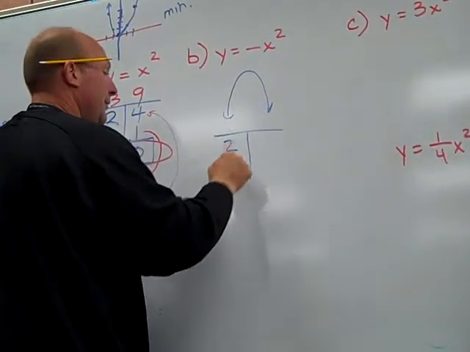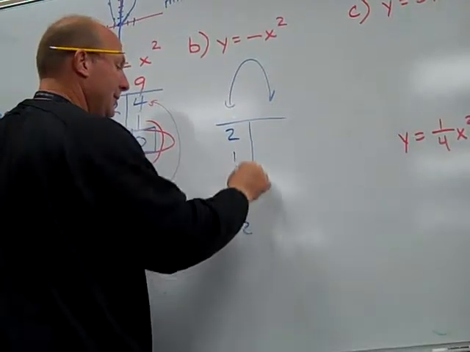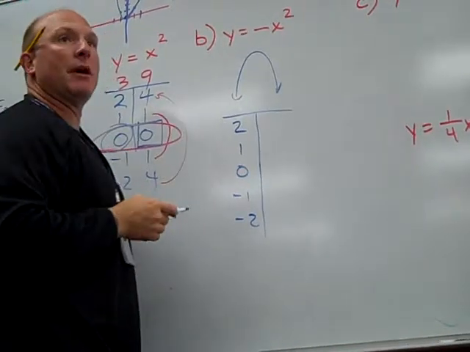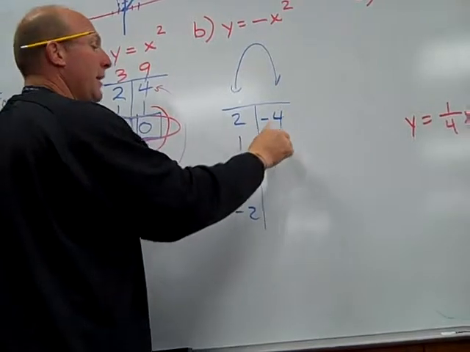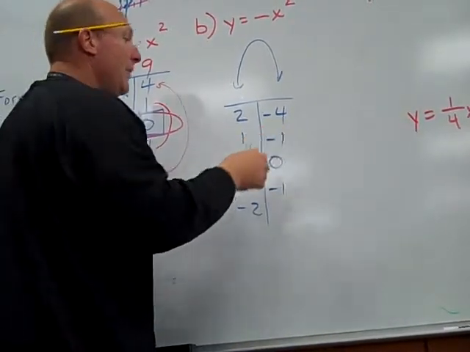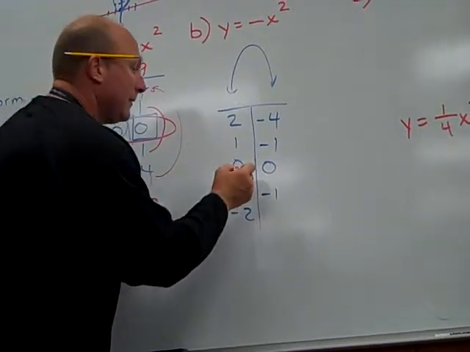Well, let's put in 2, 1, 0, -1, -2. We'll put those in again. So 2 squared, opposite of 2 squared is what? Or -4. Opposite of 1 squared, -1. Opposite of 0 squared, 0. Now, here's a little trick that you can start to pick up.